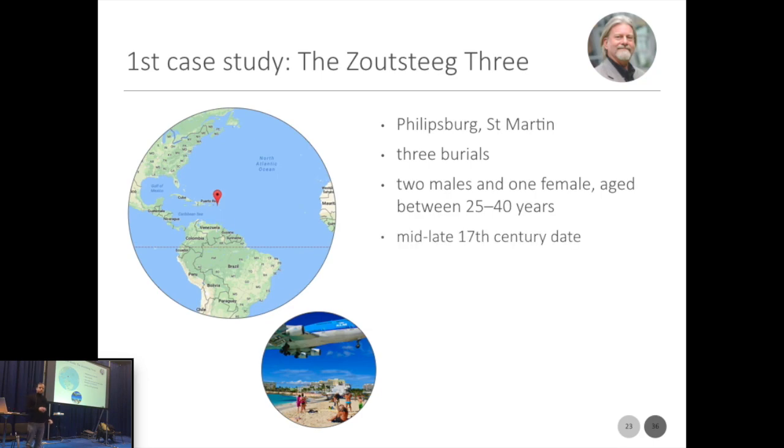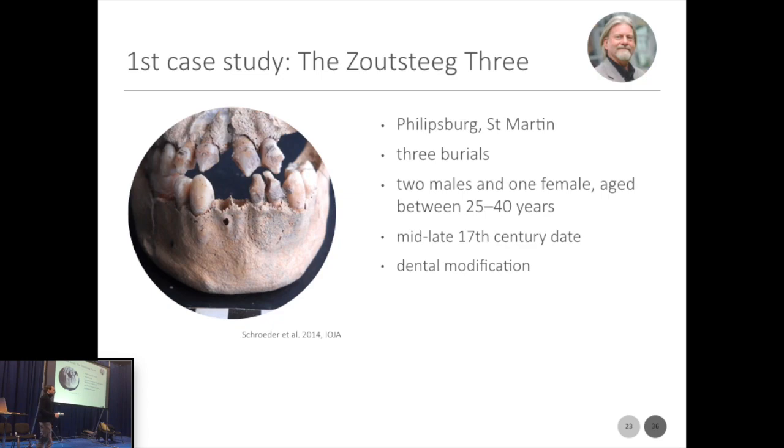Now, interestingly, all three of them had clear signs of dental modification, which was a clear sign that they were probably from Africa, given that was a very common practice in Africa at the time. And it also was an indication that they were probably born in Africa as opposed to in the New World. And what we wanted to do was to see if we could use the DNA techniques that I've been describing in order to trace their origins in Africa.